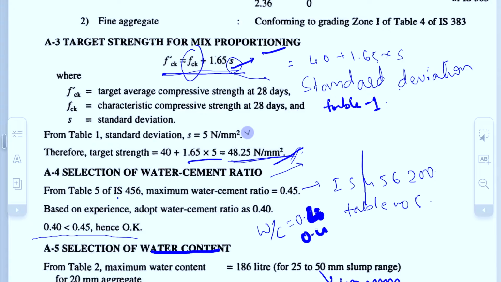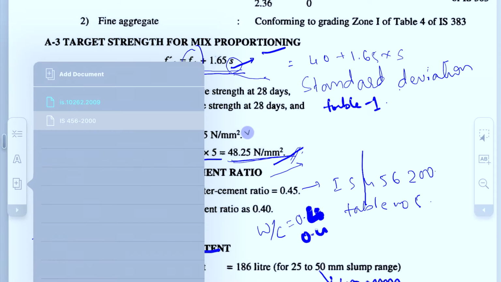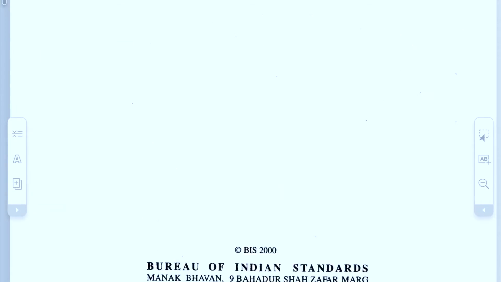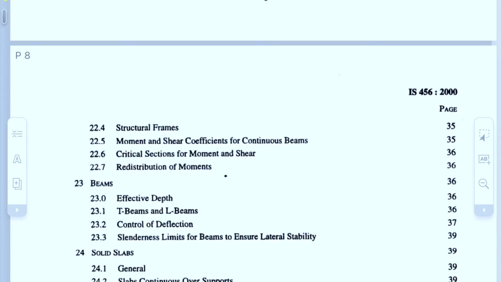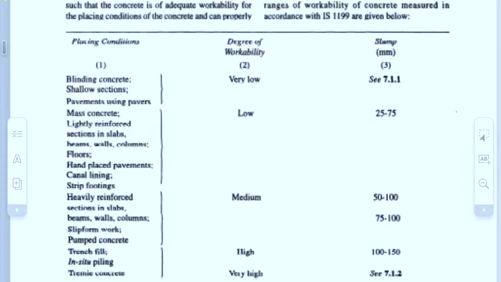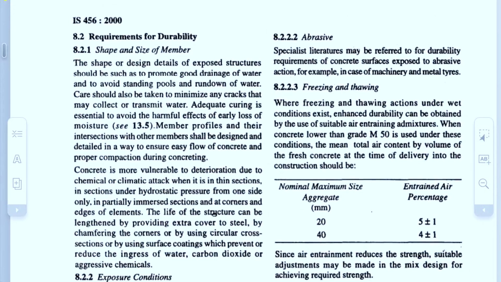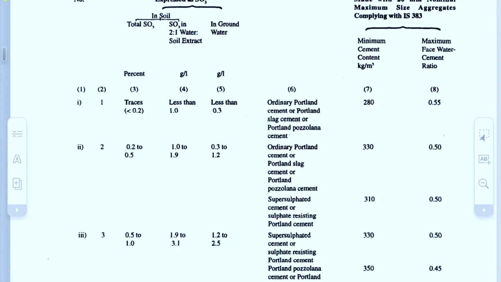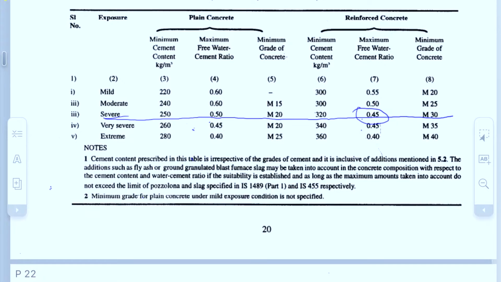Now the next thing is the water cement ratio. It is given in Table 5 of IS 456:2000. Let me just show you. If you go to IS 456, Table 5 of IS 456:2000, as you can see over here.